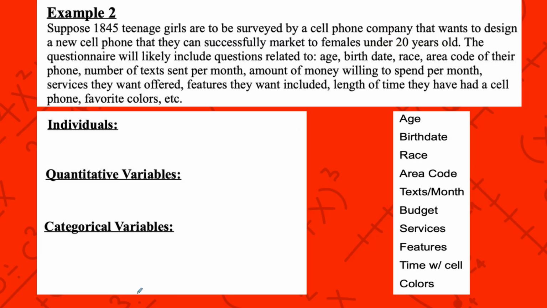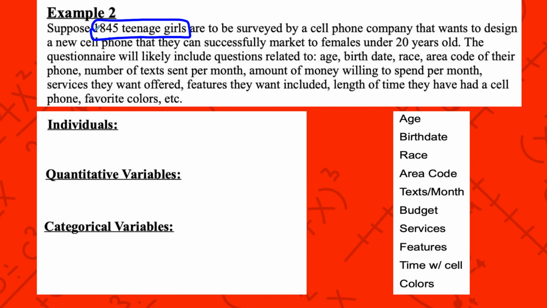All right, last example here, I believe. Yeah, last example. So this one says, suppose 1,845 teenage girls, that's going to be important, are to be surveyed by a cell phone company that wants to design a new cell phone they can market to females under 20. So the questionnaire will likely include questions related to.